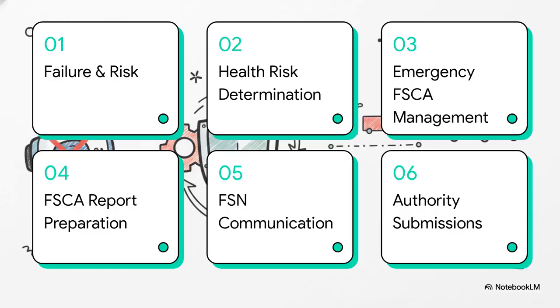Okay, so what's the game plan? Let's quickly run through our roadmap. First, device failure and risk assessment. Second, health risk determination. Third, emergency FSCA management. Fourth, FSCA report preparation. Fifth, FSN communication. And finally, authority submission processes.